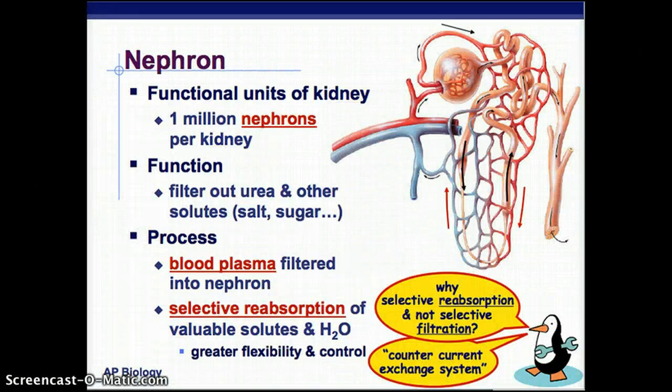All right, so a nephron is the functional unit in a kidney. So the nephrons do all the work. And there are 1 million nephrons per kidney. It's a lot of nephrons. So what they do is they filter out urea and other solutes like salt or sugar. And the process is this: blood plasma is filtered into the nephron, and then we have this selective reabsorption of valuable solutes and water. So we get flexibility and control. Right, the question is, why is it selective reabsorption and not selective filtration? Well, we've got this countercurrent exchange system. So the blood flows one way, and then this filtrate flows the opposite way, and then we've got our reabsorption across gradients of a lower concentration of one thing here and a higher concentration of the other here.